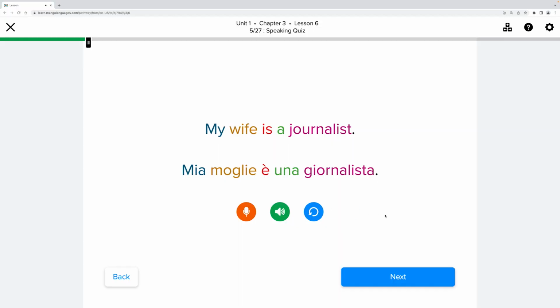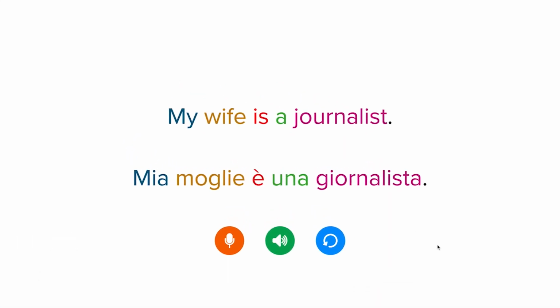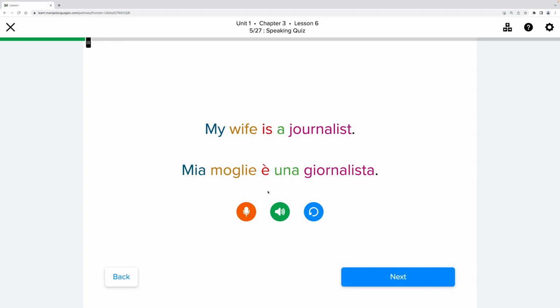Take a look at this sentence. Look for the matching colors and try to guess the meaning of each Italian word on the screen. If you guess that mia moglie means my wife, è means is, and una giornalista means a journalist, you've just used color coding to help you learn some Italian. Bravo! Now, this example is pretty straightforward.